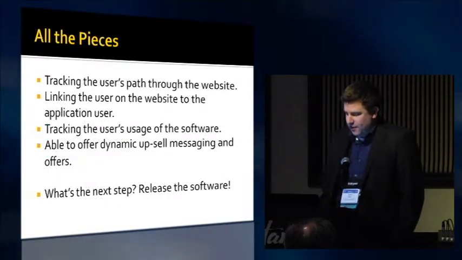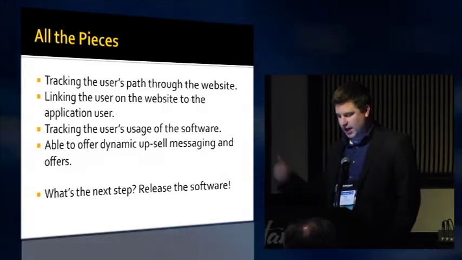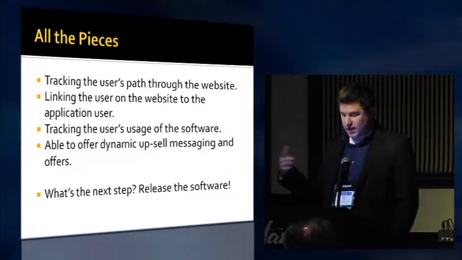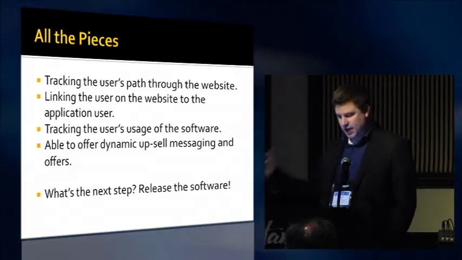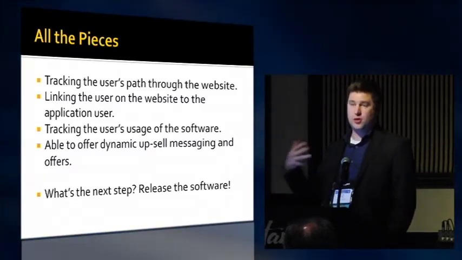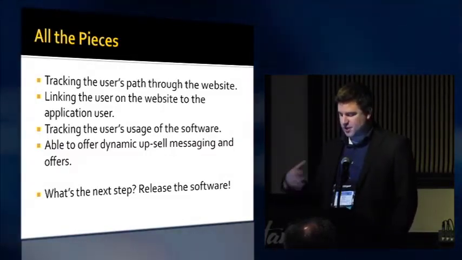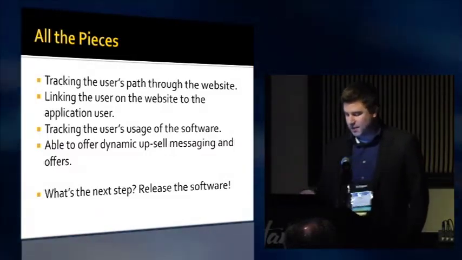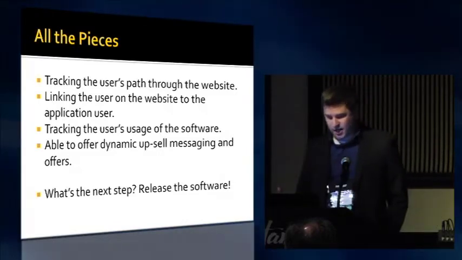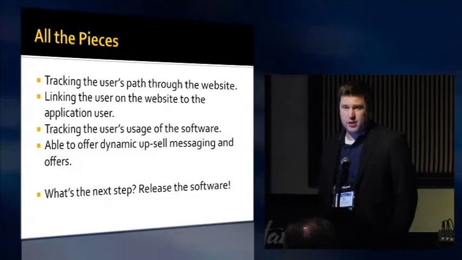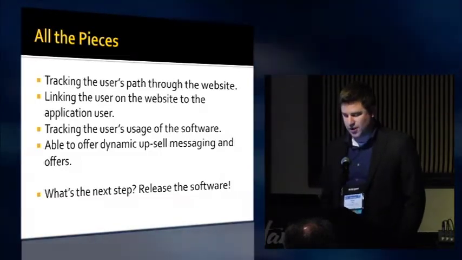So now we have all the pieces we need. We're tracking the user's path through your website. We're linking the user on the website to the application user. We're tracking the user's usage of the software, and we're able to update the offer displayed to the user in real time to react to trends in the data. So what's the next step? I guess the next step would be to release your software into the wild and monitor the data.